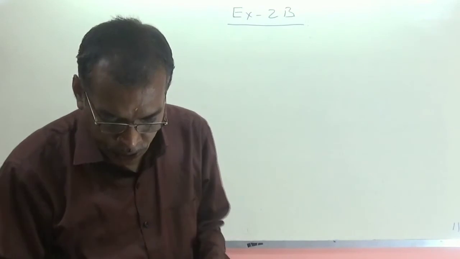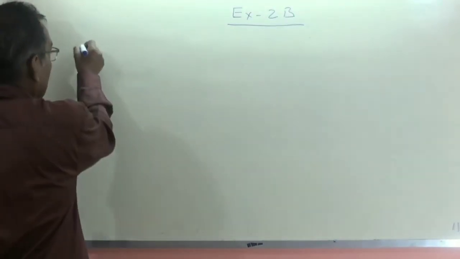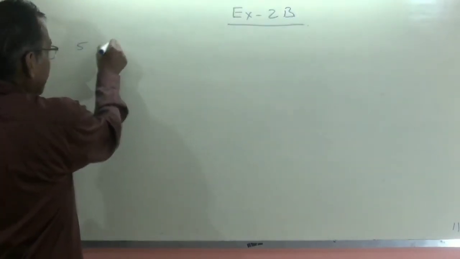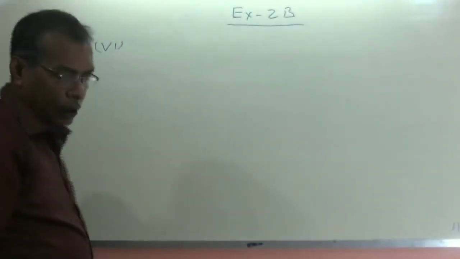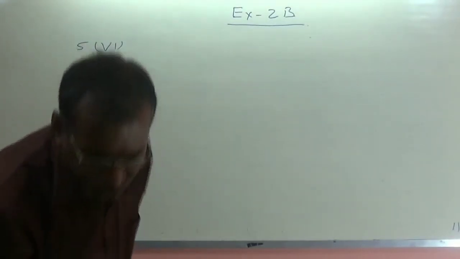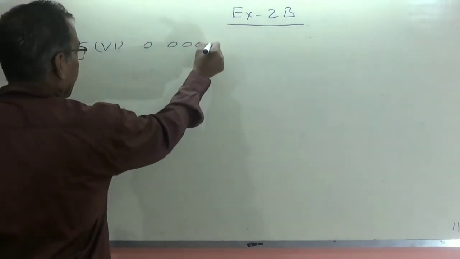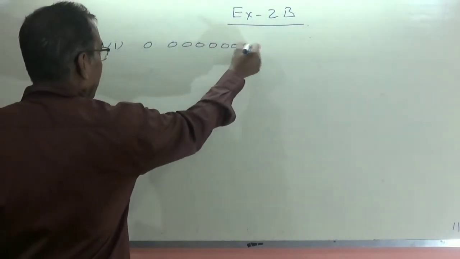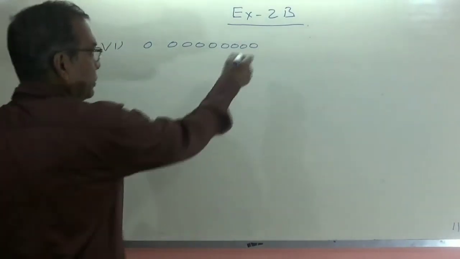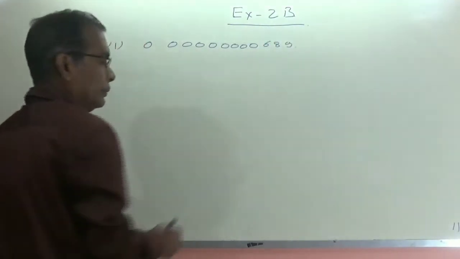The question is, write the following in standard form. Say, suppose the question number 5, it's the last, question number 6. How many zeros am I finding? 3 plus 3, 6 plus 2, 8. 0.1, 2, 3, 4, 5, 6, 7, 8. This many zeros followed by 689.